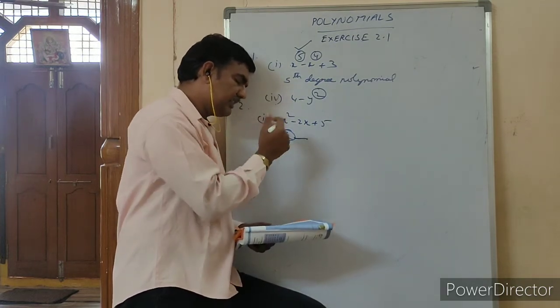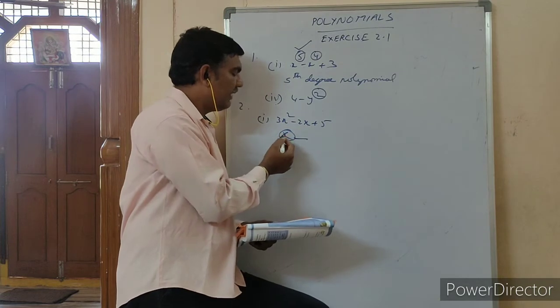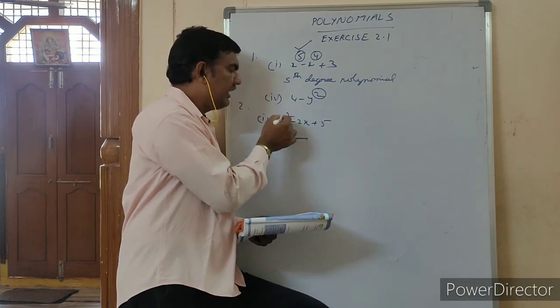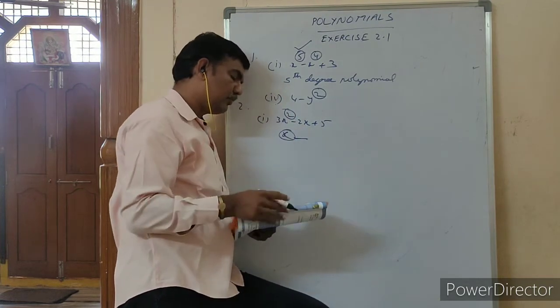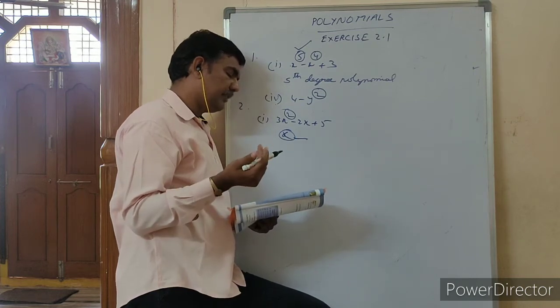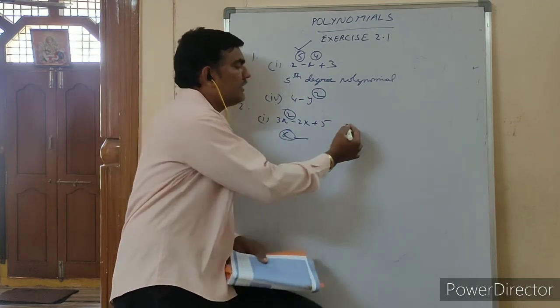So what is its degree? It is a one variable polynomial. Degree is 2. Next, go for the second one. x square plus root 2.